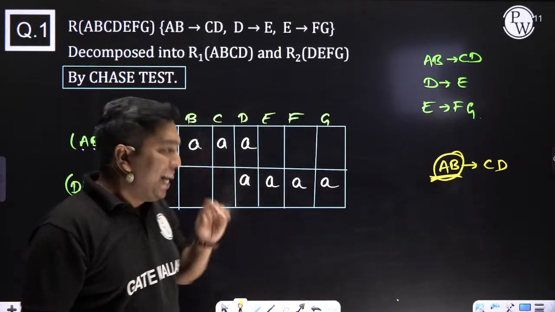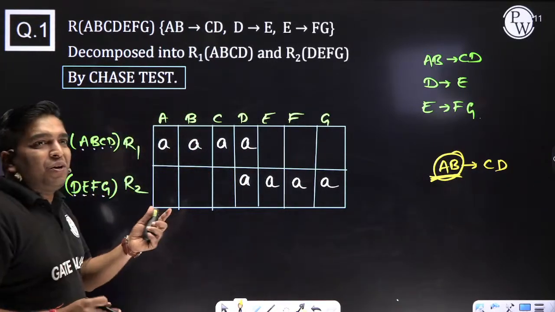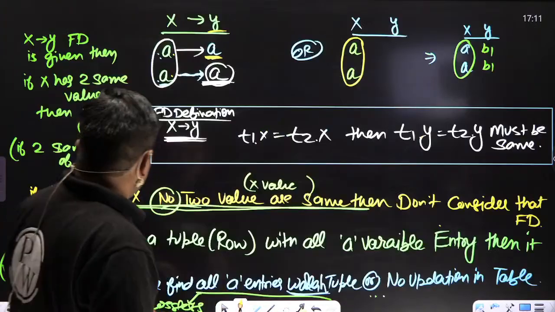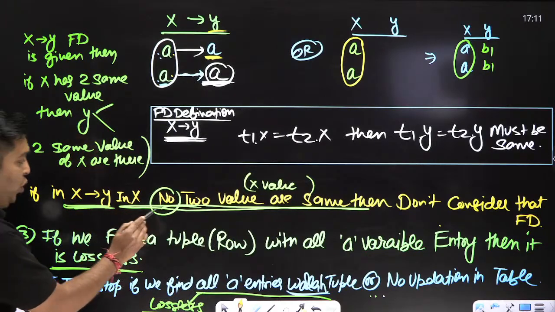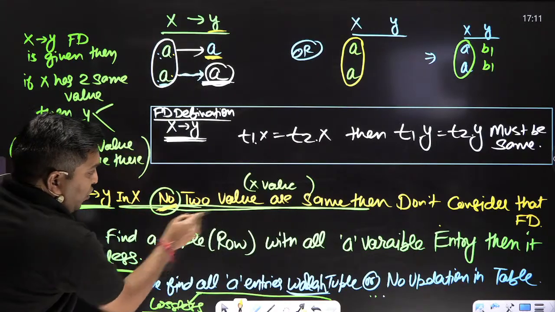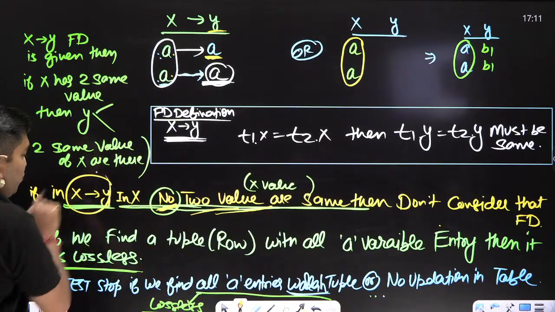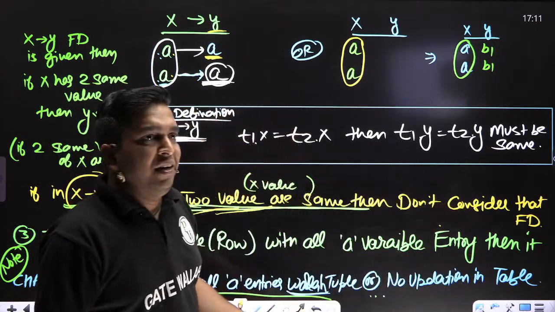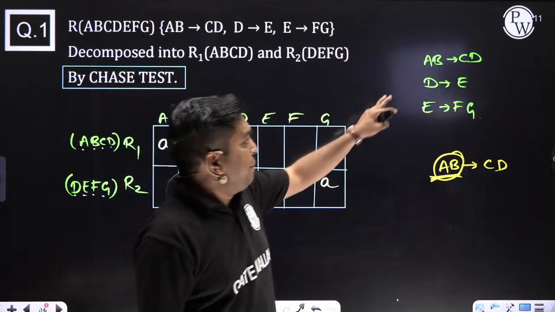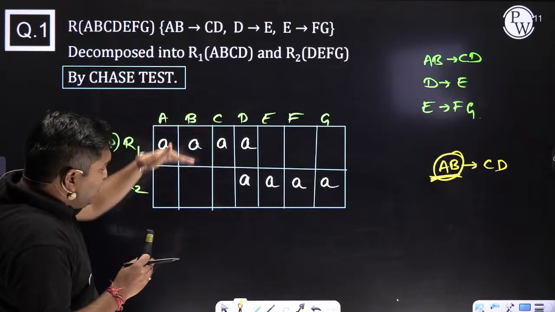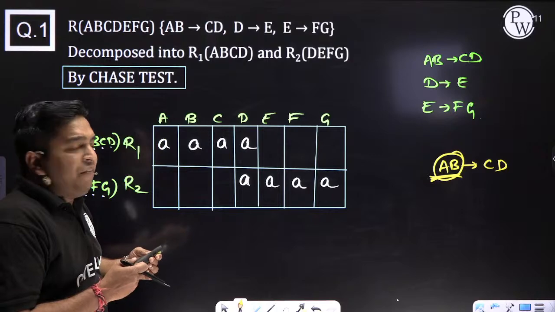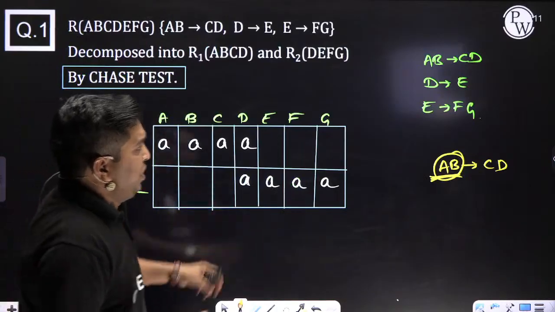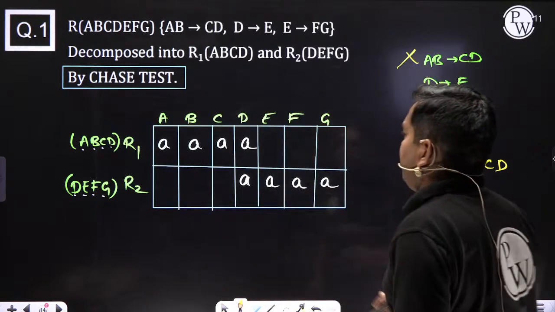Now, please tell me, reply fast. In AB tends to CD, what I told is that if no two X values in X tends to Y are the same, then don't consider that FD. For example, AB tends to CD: AB doesn't have two same values, so you can't apply this point. So AB tends to CD, you can't apply.